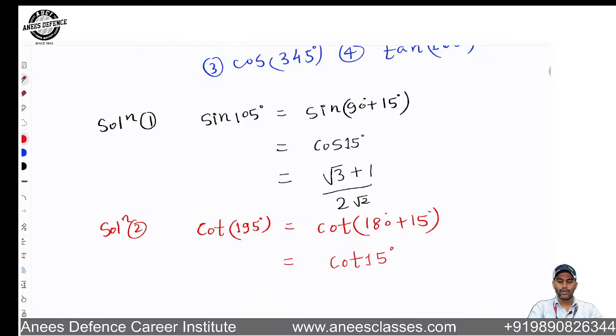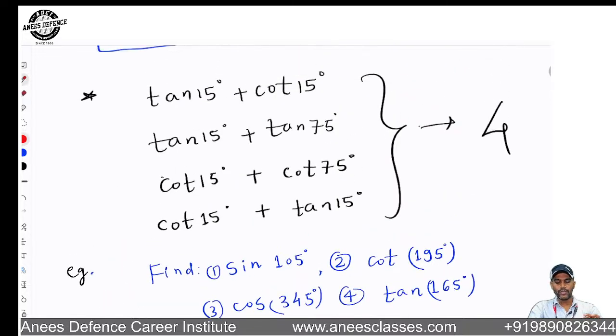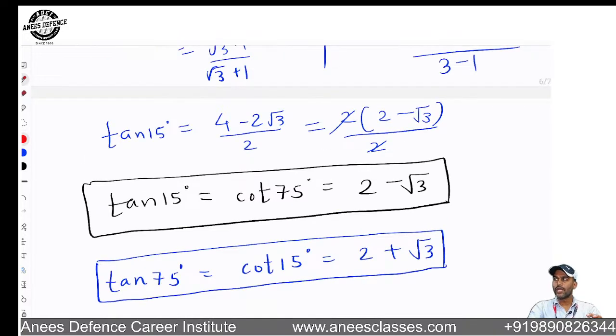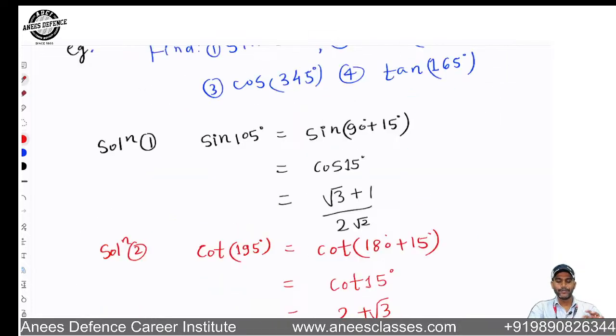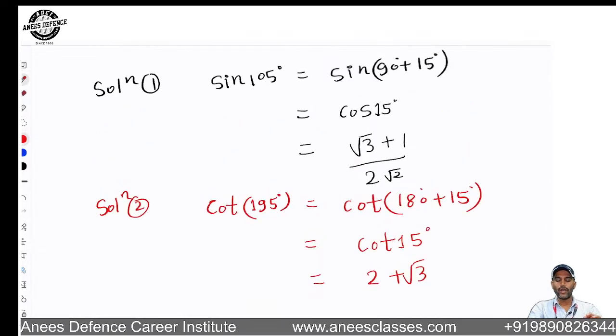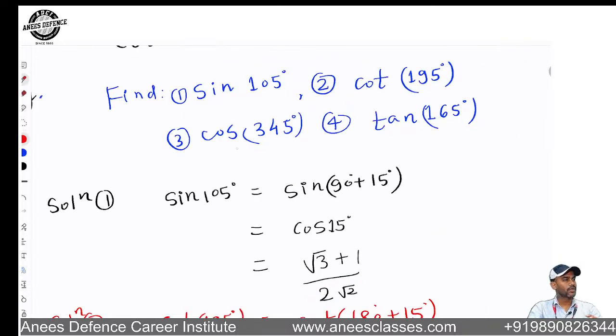Yes or no? Now you already know what cot 15 is. 2 plus root 3. I have already told you. See here, 2 plus root 3 is the value of cot 15. Shall we move ahead? So this is the final answer for the second question. Now we have to solve question number 3, which is cos 345.